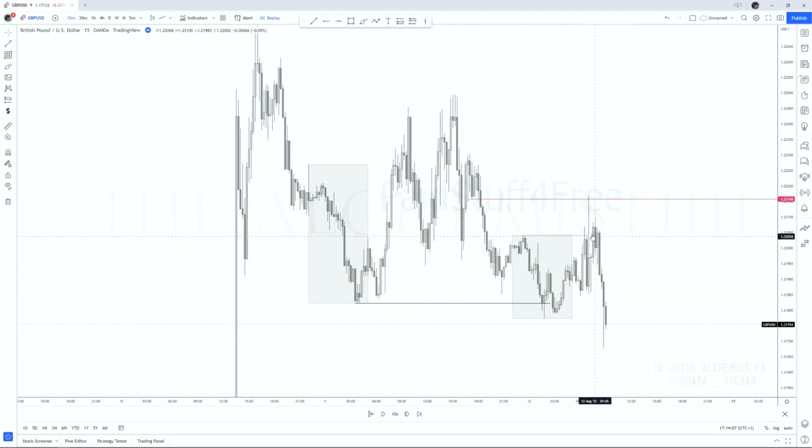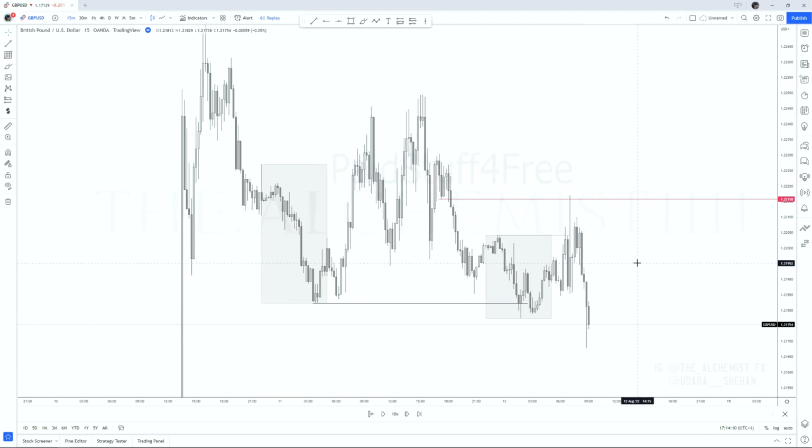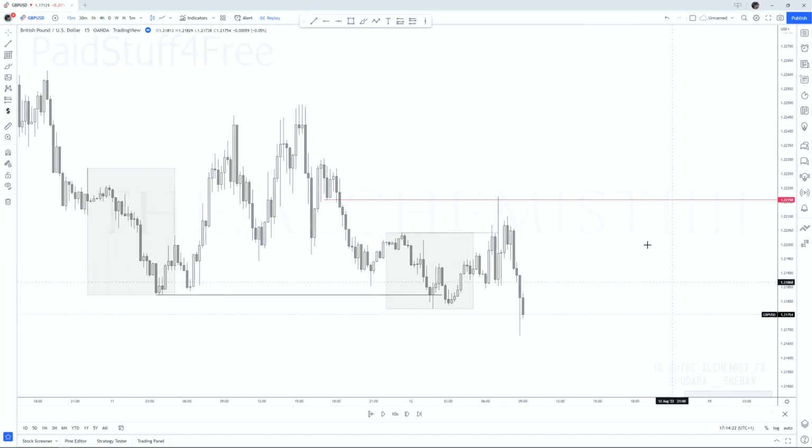Udara, yeah. I've got one question. Do you always mark out your daily high? If it's above Asia, would you trust the Asia high?